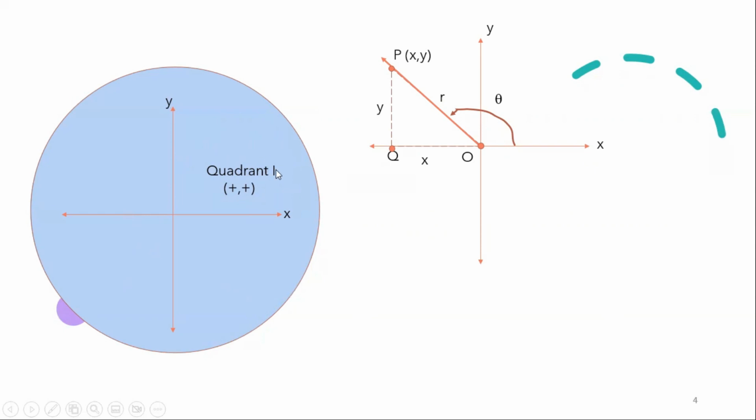Quadrant one is the quadrant where x is positive and y is also positive. In the second quadrant, or quadrant two, x is negative and y is positive. In quadrant three, x is negative and y is also negative. And then quadrant four, x is positive and y is negative.